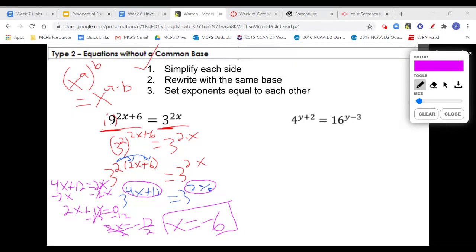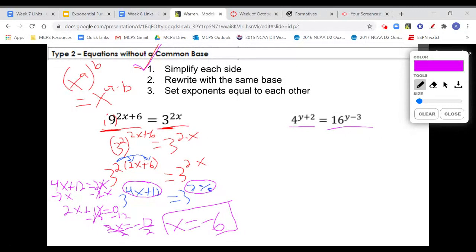Again, my first step in this list of steps is to simplify each side. I look at both sides. Left side, this is only one expression. Right side, this is only one expression. So nothing to simplify there. Step 1, check. Now I need to rewrite with the same base.